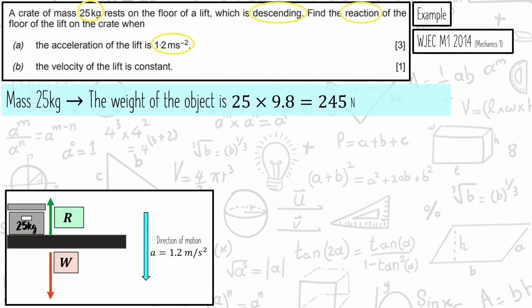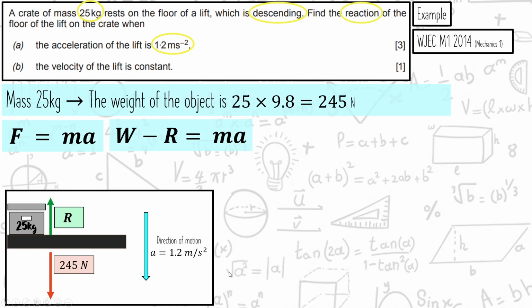So what we'll do is we'll try and find some of these other forces. Because we're given a mass, we can determine that the weight of the object is given by 25 times 9.8, which is 245 newtons acting downwards. We've replaced that here. Now, if I think about F equals ma, because the direction of motion is downwards, I want 245 to be a positive quantity, and I want R to be a negative quantity since it's going upwards.